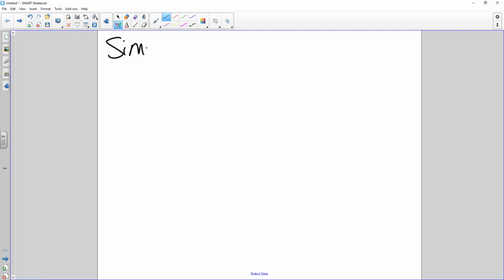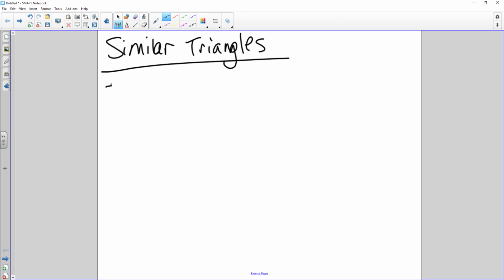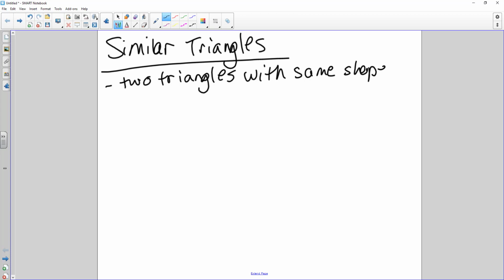Similar triangles are when we have two triangles with the same shape. And what I mean by same shape is that there's equivalent angles, equal angles, but at different size.